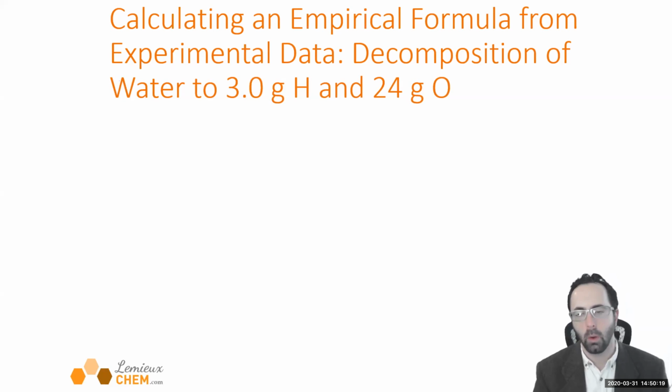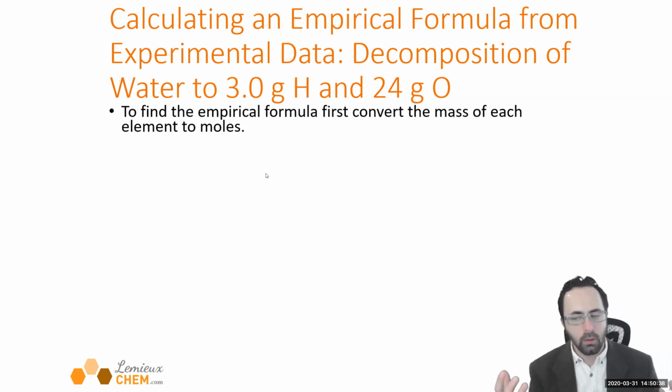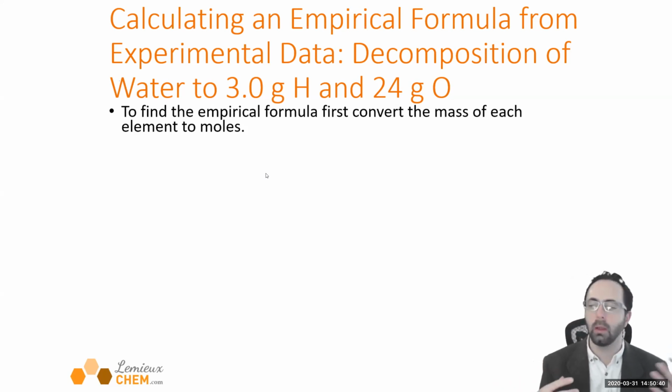So here's the question. Decomposition of water to 3 grams of hydrogen, 24 grams of oxygen. Find the empirical formula. We have to convert to moles. So what we're trying to figure out here with the empirical formula is, do we have 1 hydrogen atom for every 1 oxygen atom, or do we have 2 hydrogen atoms? So we have HO, or do we have H2O? Do we have HO2?